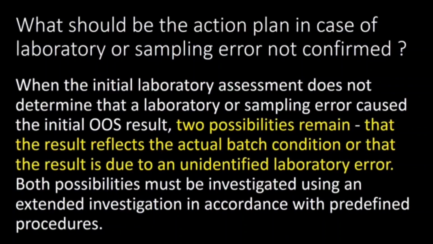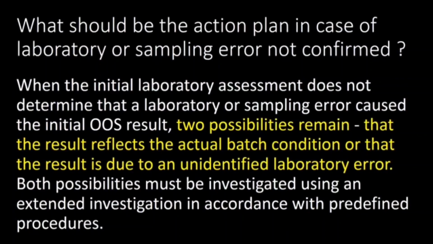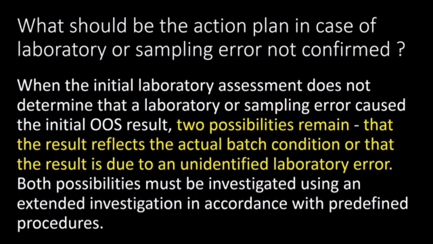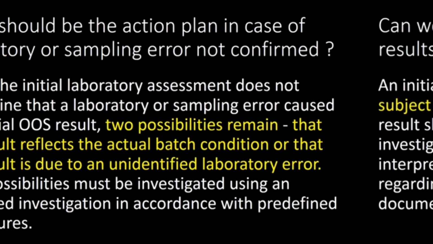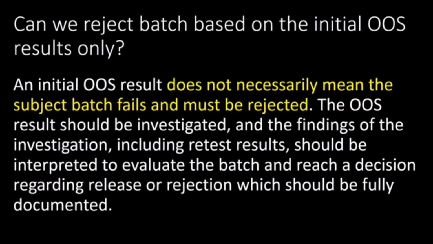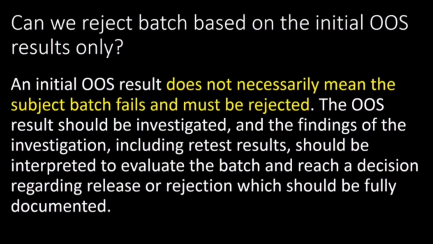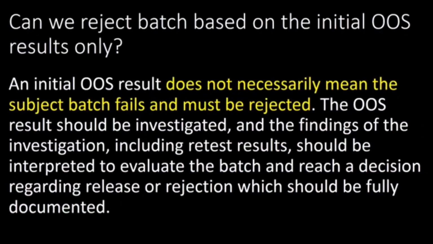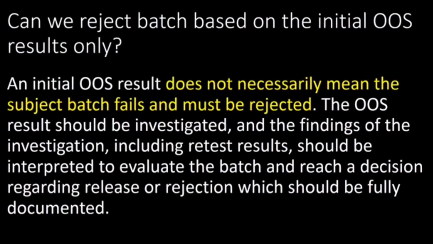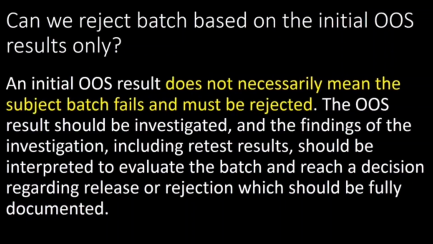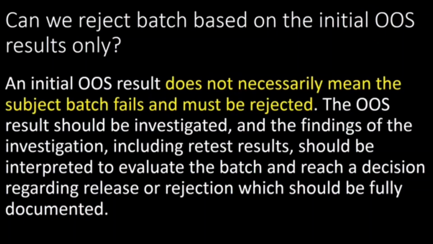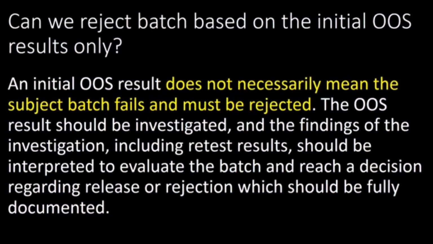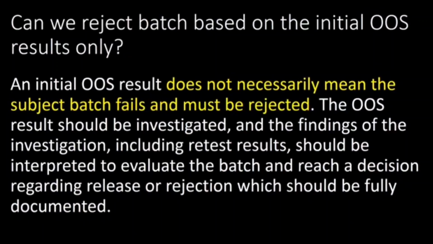What should be the action plan in case of laboratory or sampling error not confirmed? When the initial laboratory assessment does not determine that laboratory or sampling error caused the initial OS results, two possibilities remain: that the result reflects the actual batch condition or the result is due to unidentified laboratory error. Both the possibilities must be investigated using an extended investigation in accordance with the predefined procedures.